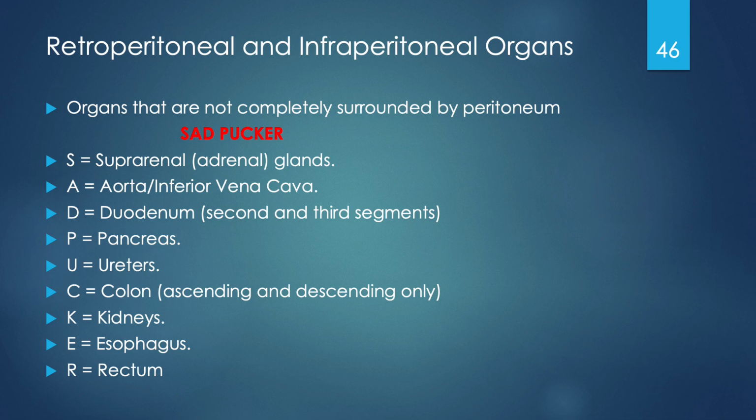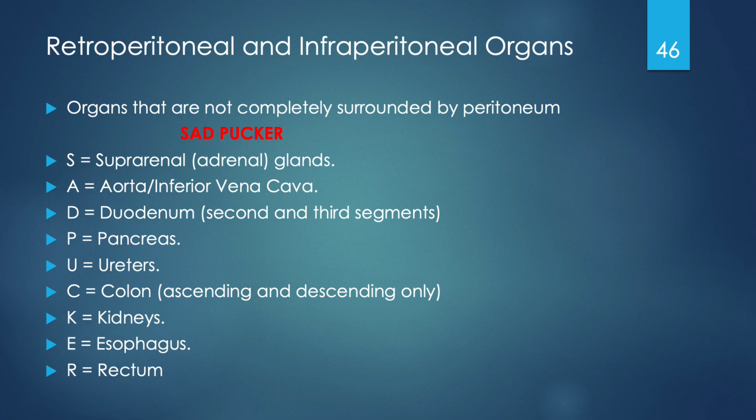So the S is your suprarenal or adrenal glands. We usually say adrenal. The A is for your aorta and inferior vena cava, which are the two largest vessels in our body. D is for duodenum, but specifically the second and third segments. And so the duodenum is the part of the GI tract that is just distal or just beyond the stomach. Then attached to the duodenum is the pancreas, which is important for its response to insulin. And then we have the ureters, and so the ureters are going to be coming from the kidneys, which are listed two down. So the ureters and the kidneys.